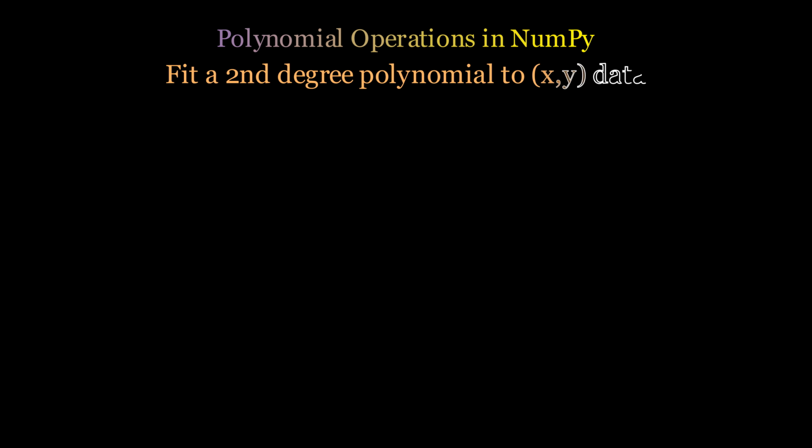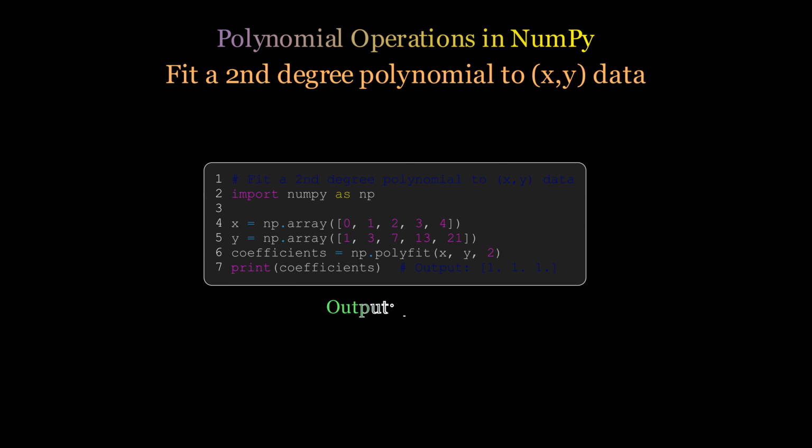Polyfit performs least squares polynomial fitting. Given x and y data points, it finds coefficients that best fit a polynomial of specified degree. Here we fit a quadratic, degree 2, polynomial to perfectly quadratic data.